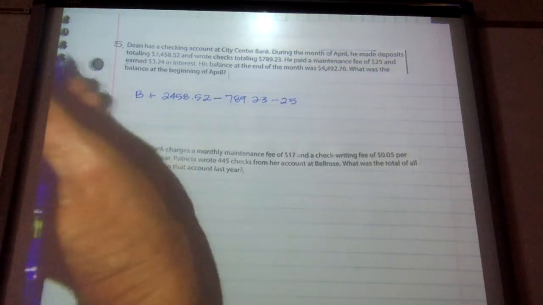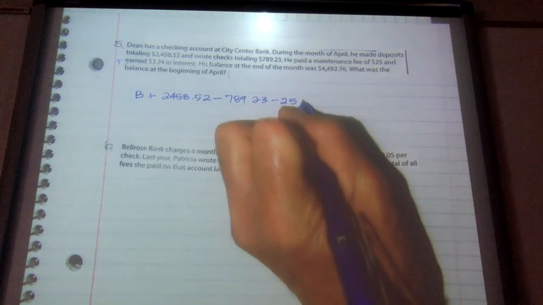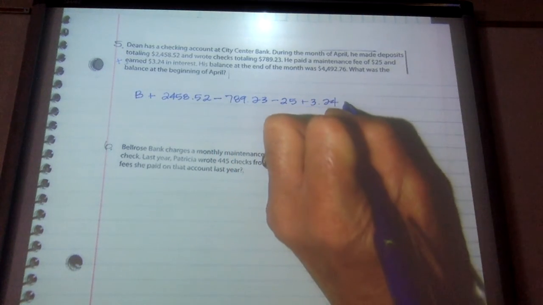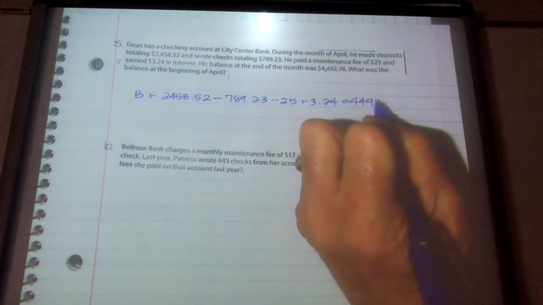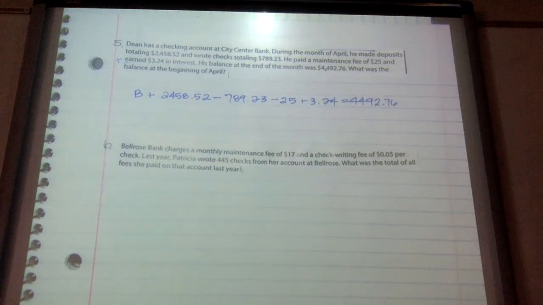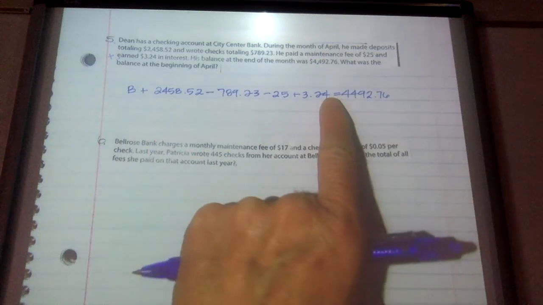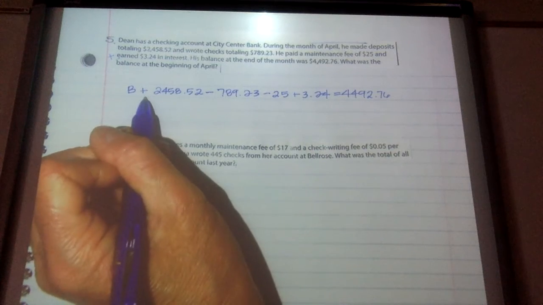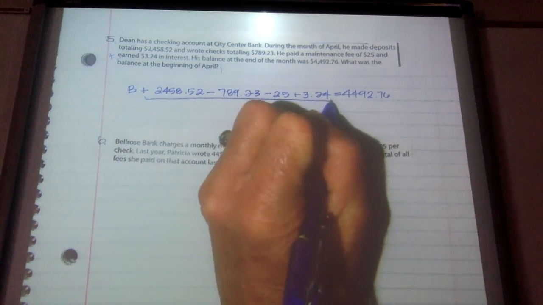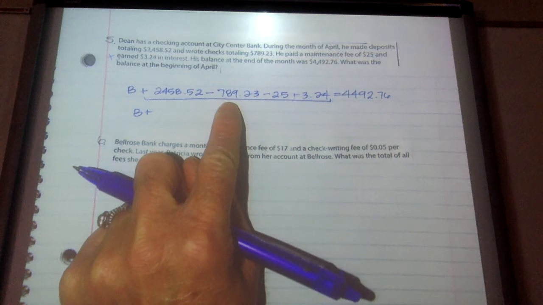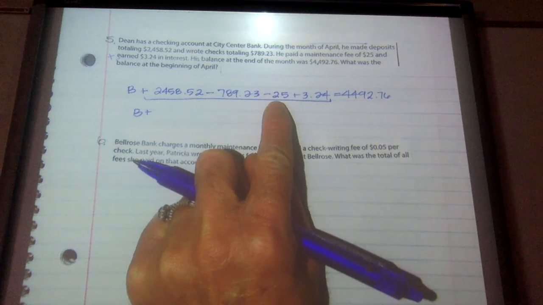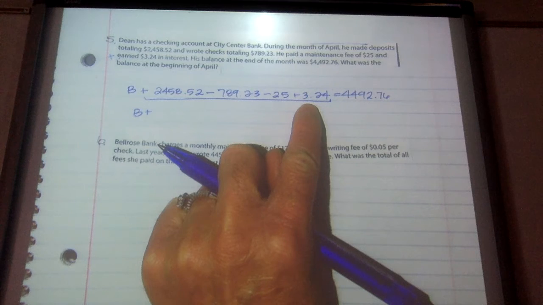He earned. Anything you earn is a plus. Any payments you make are a subtraction. So he earned $3.24. And it says his balance at the end, this equaled $4,492.76. So they're wanting to know what was that balance before all of this happened. So I'm simply going to combine all of this in my calculator. So balance plus 2458.52 minus 789.23 minus 25 plus $3.24.